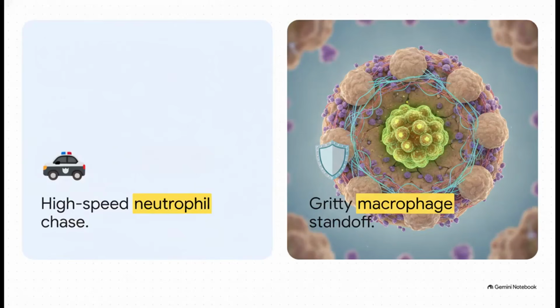But what if that initial threat isn't eliminated right away? That's when we cross over into chronic inflammation. This is no longer a quick, high-speed chase, it's a gritty, long-term standoff. The macrophages take over the scene, and they start building these massive granuloma walls to physically barricade the persistent threat.